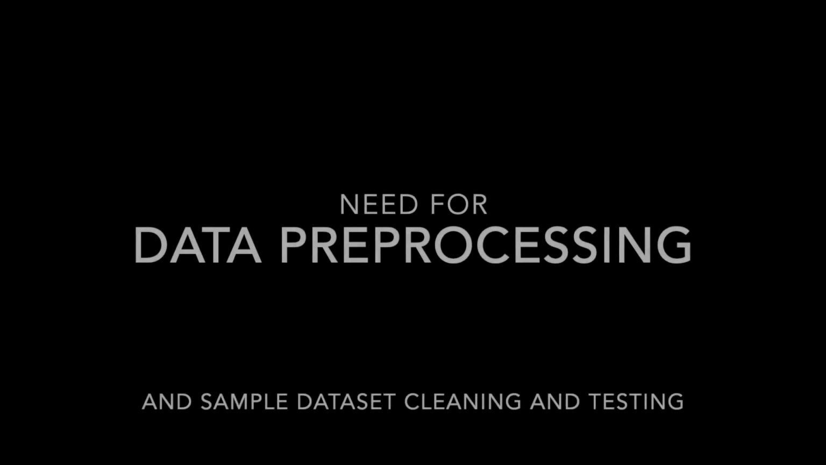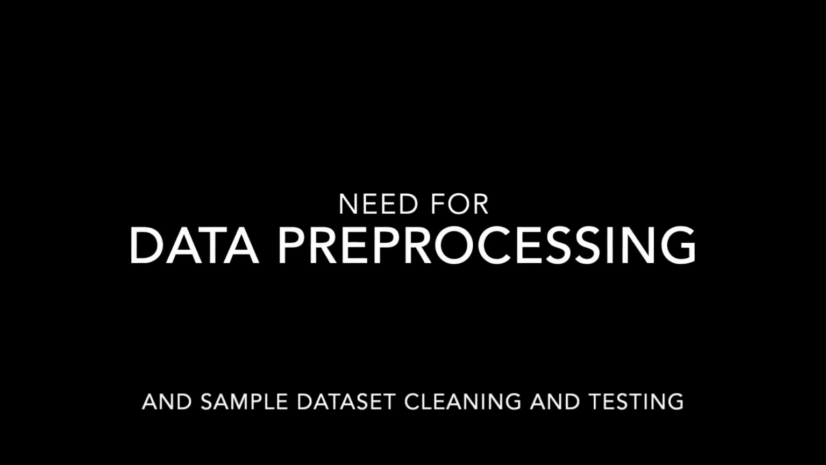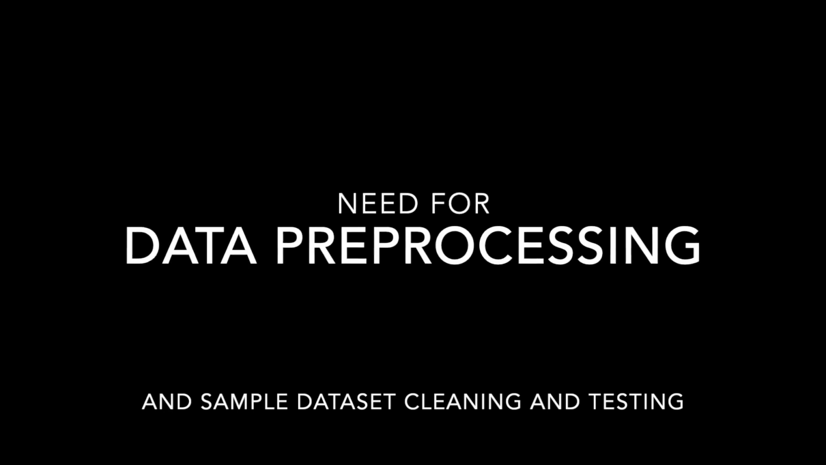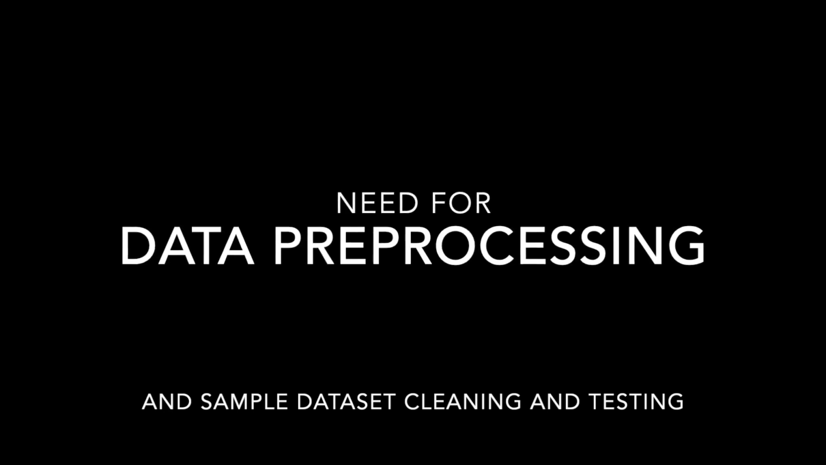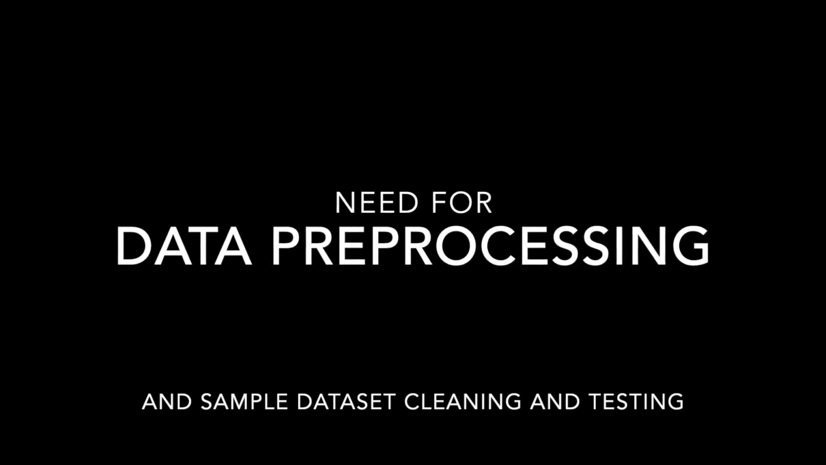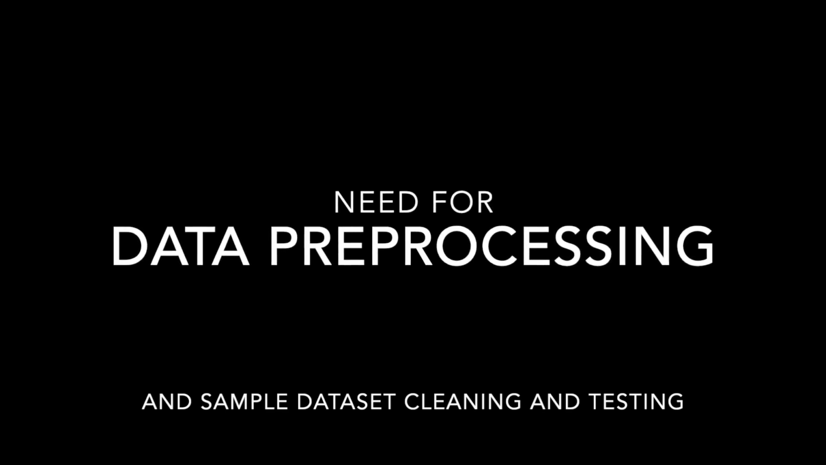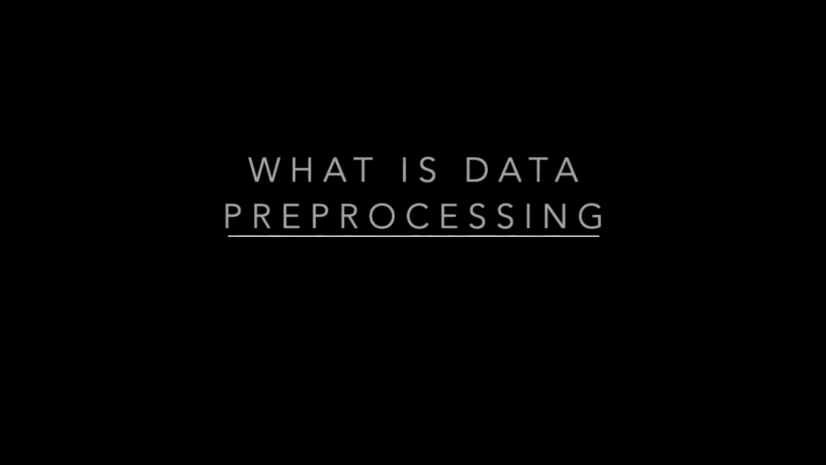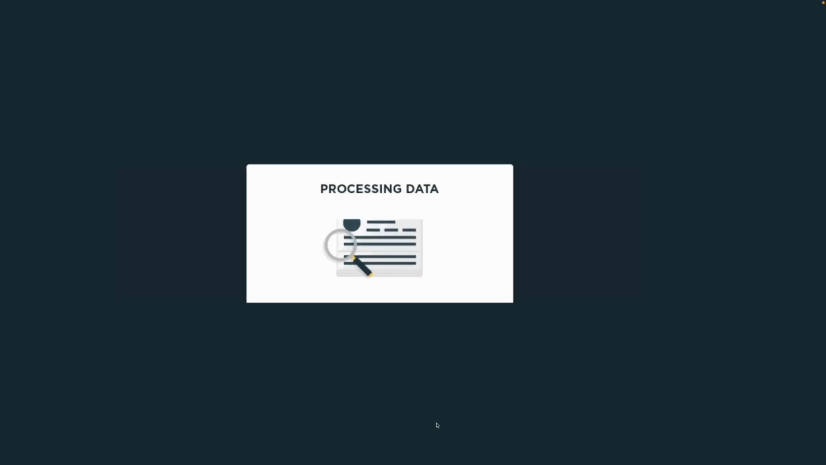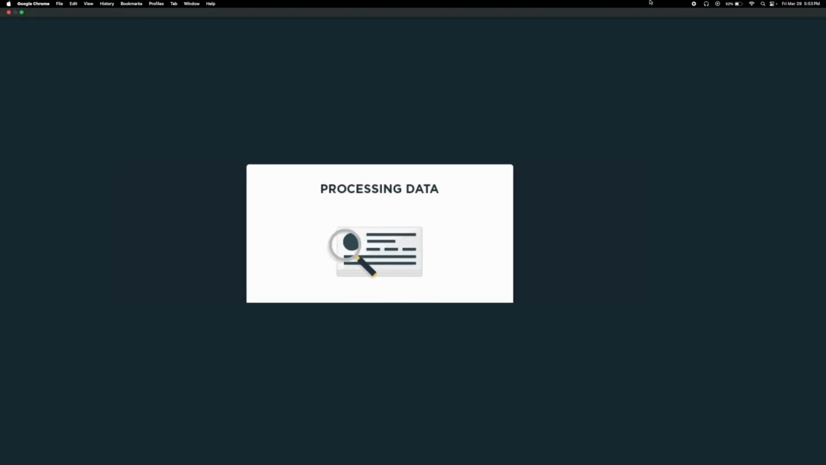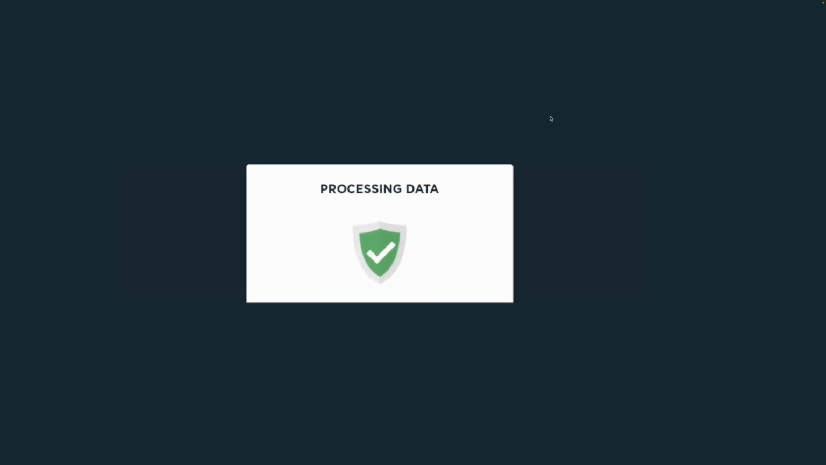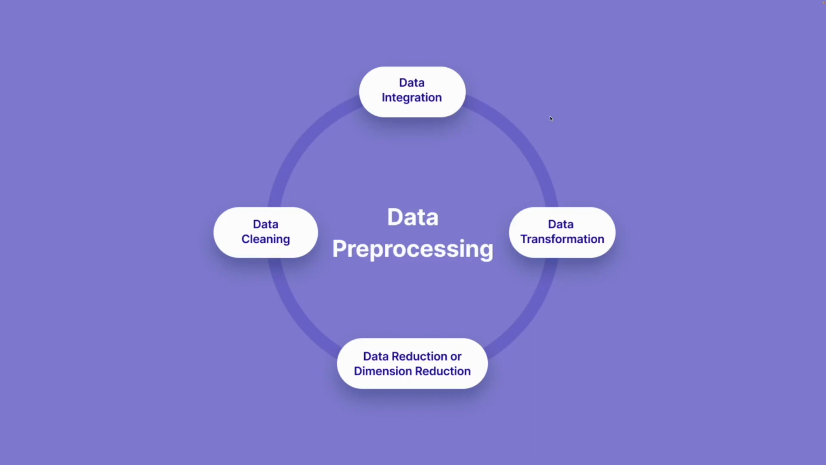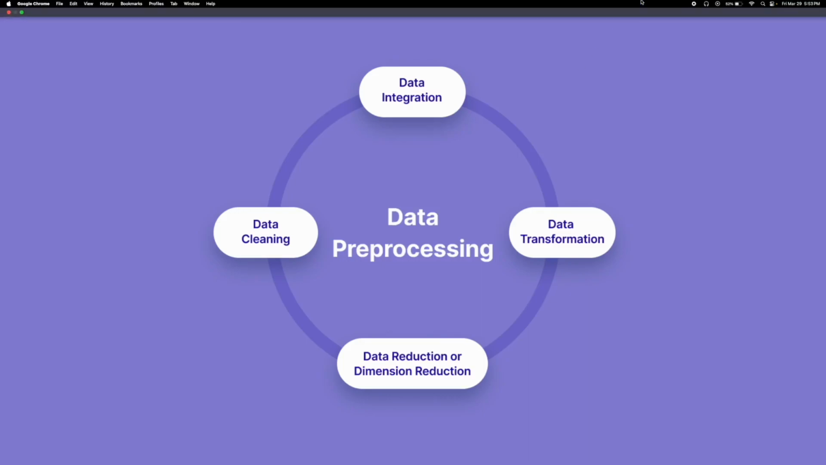Welcome to our video presentation on data preprocessing and why it is needed, along with a sample example dataset, which was cleaned and analyzed. Data preprocessing is the process of cleaning, transforming, and preparing raw data for further analysis or modeling. It is important because it helps to improve data quality, handle missing values and outliers, and ensure that the data meets the requirements and assumptions of the analytical techniques being used, leading to more accurate and reliable results.